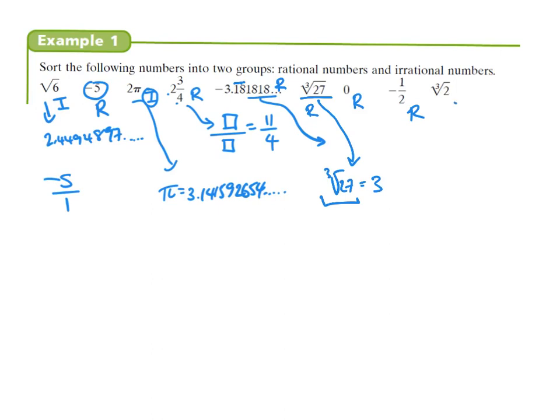If you pop that one into your calculator, you will get a number with lots of decimals that don't have any pattern to them, which makes it irrational as well. So you just need to, again, pop that into your calculator.